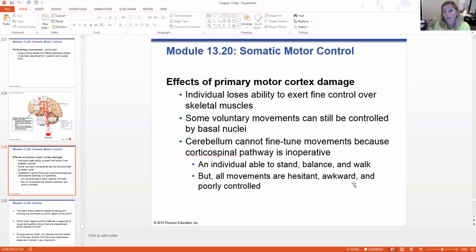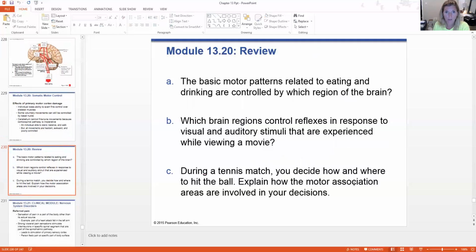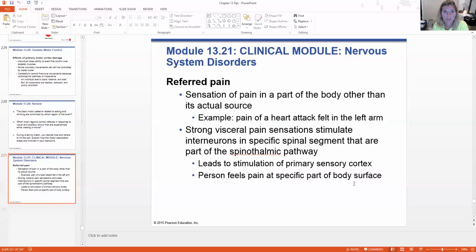Individuals' ability to stand, balance, and walk, all movements would be awkward and very, very poorly controlled. You can pause the video here, go back and answer these 3 questions.